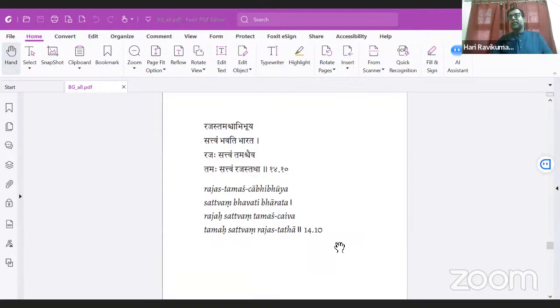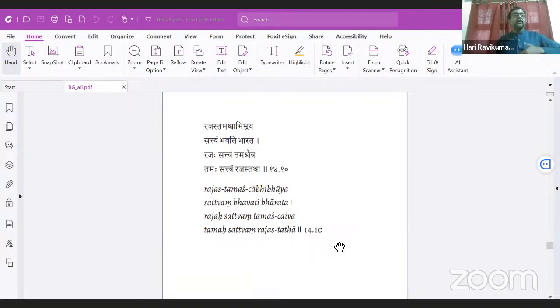Very important verse which says sattva predominates, subduing rajas and tamas. Other times rajas prevails, overpowering sattva and tamas, and at other times tamas sets in, masking sattva and rajas. So among the three gunas there's always one that dominates over the other two at a given point of time. Bharata rajah tamah cha abhibhuya sattvam bhavati.